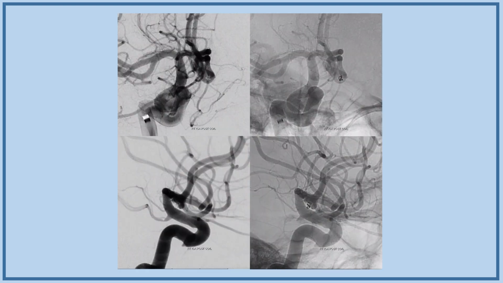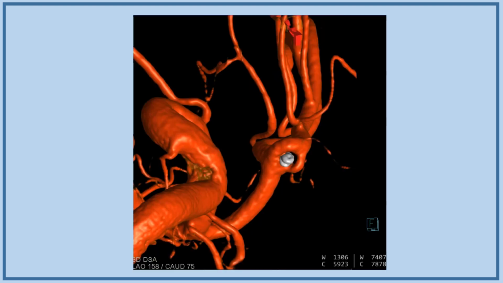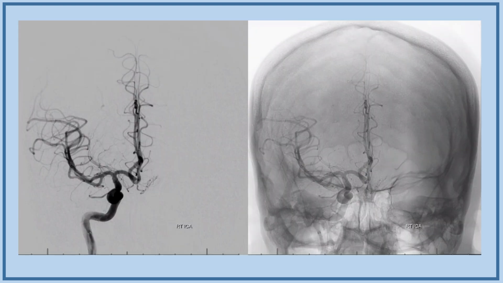Now at this point, we detach it, we do some working projection runs, which look exactly like this. And that's the post. So after that, belt and suspenders, we do another final 3D rotational. And so here's a volume rendered image of the coil in place. And this is the final frontal projection view. There's a native on the right and then the DSA on the left.